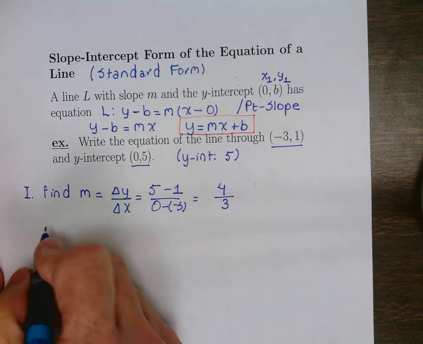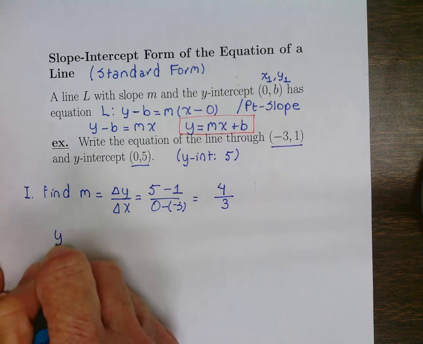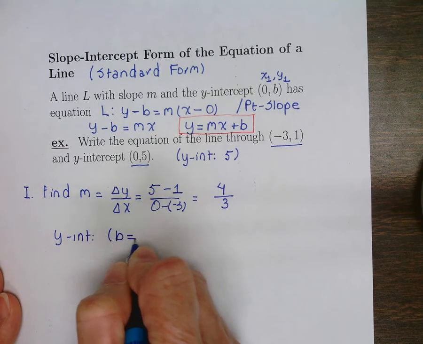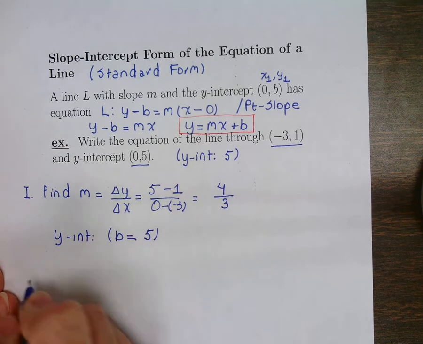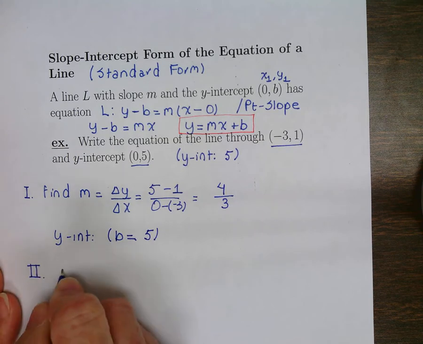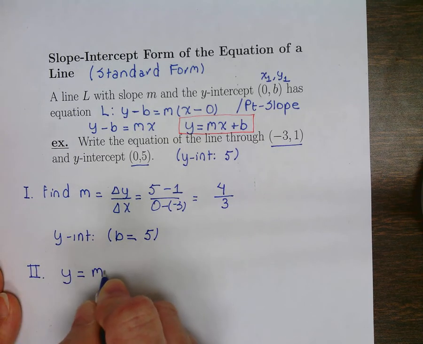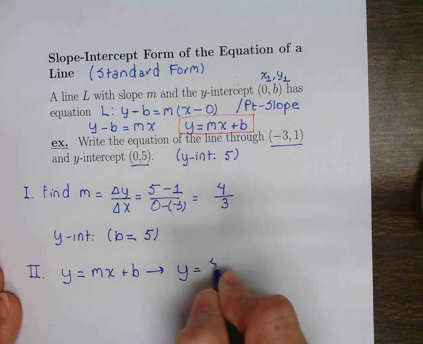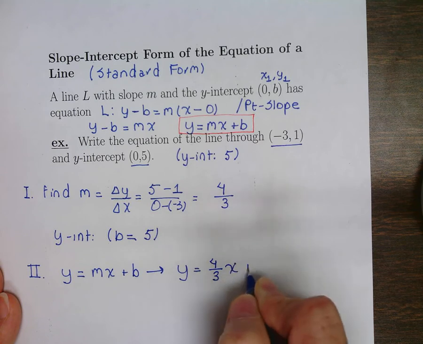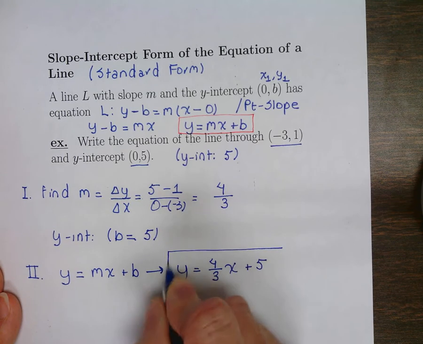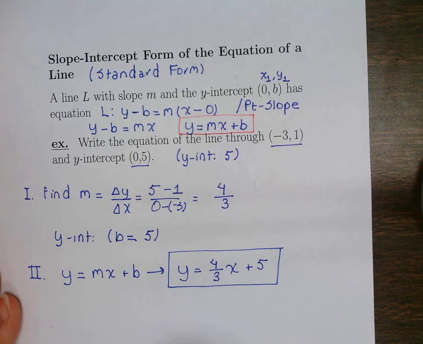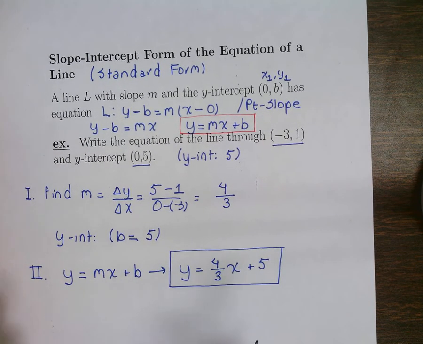Okay, and we also know the y-intercept, b, is equal to 5. So we write the equation. y equals mx plus b. y equals 4/3 x plus our intercept 5. Okay? So as long as we know the slope and the intercept, we can write our line in slope-intercept form.